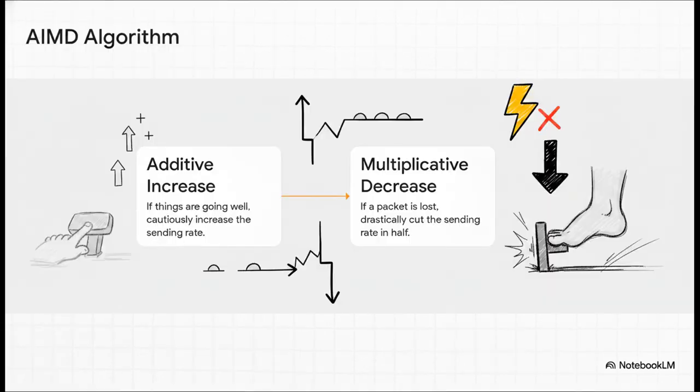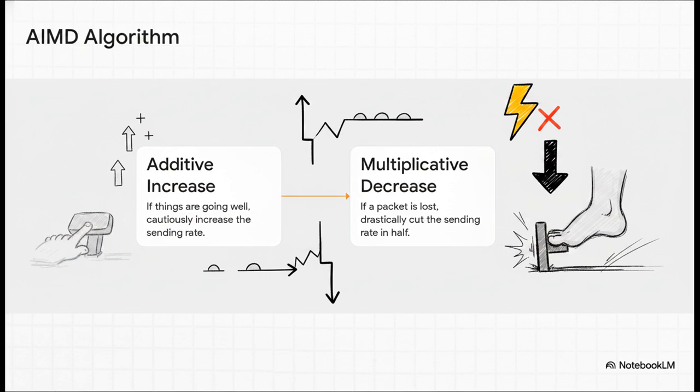So how does TCP actually adjust that network speed limit? Well, it uses a clever little algorithm called AIMD. That stands for Additive Increase, Multiplicative Decrease. The logic is a lot like driving in traffic. As long as things are going smoothly, you gently and additively increase your speed. You're just tapping the accelerator.